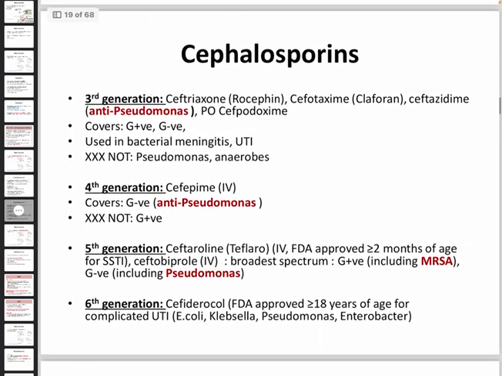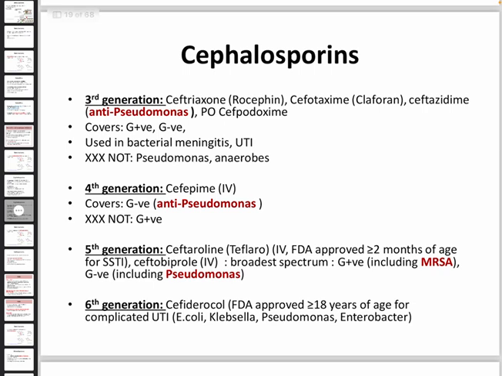Third generation cephalosporin, as you know, we have options like ceftriaxone that can be given only IV or IM, cefotaxime, ceftazidime as anti-pseudomonal coverage, and cefixime. They do have coverage against gram-positive and gram-negative.